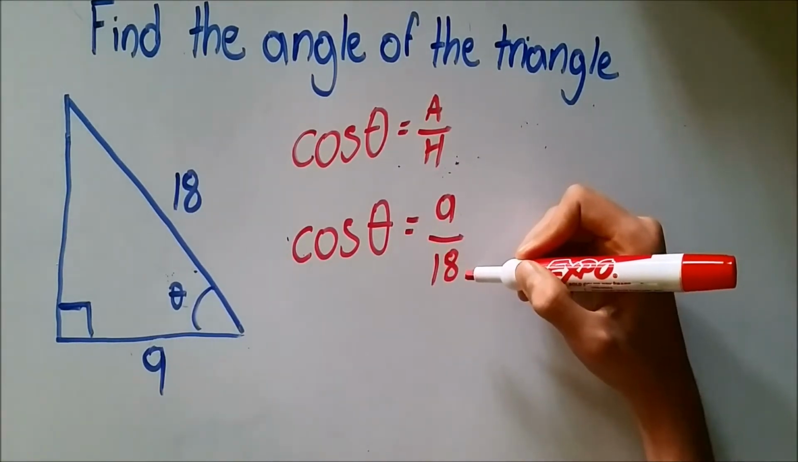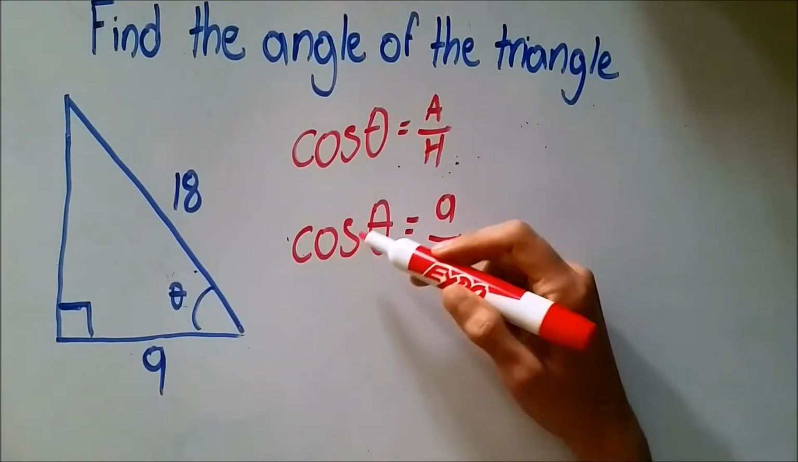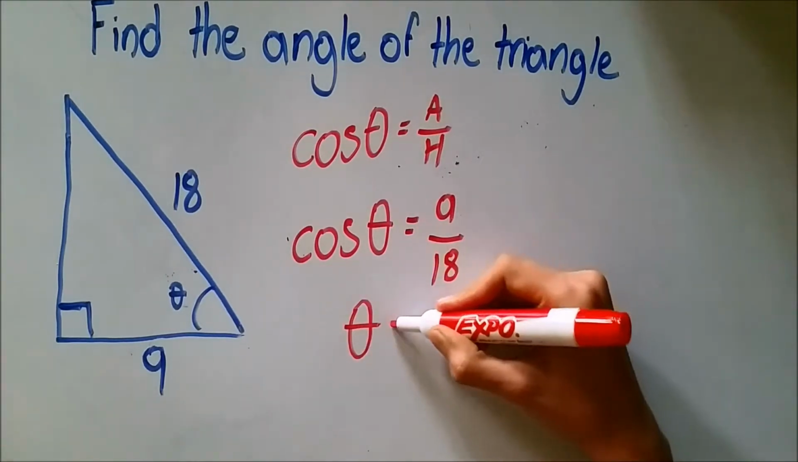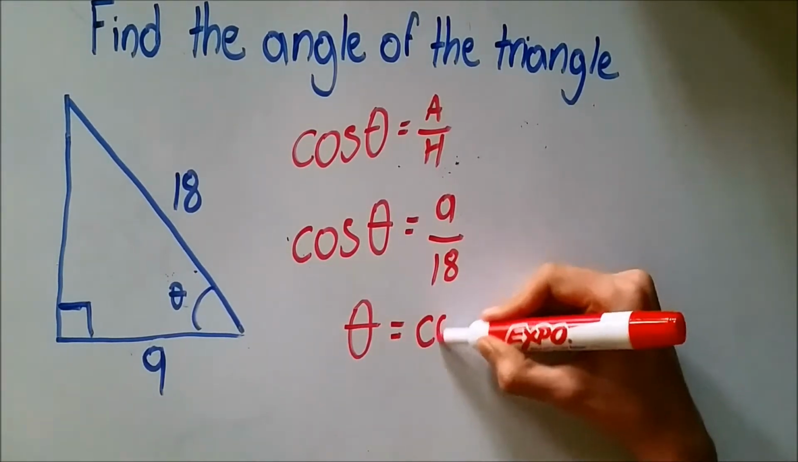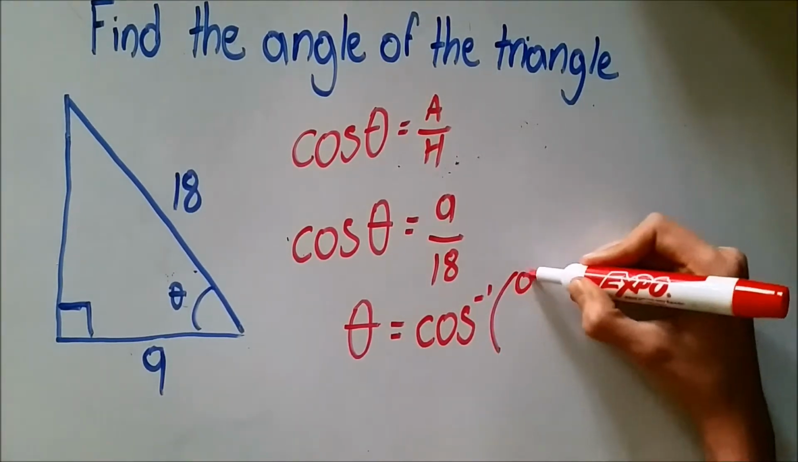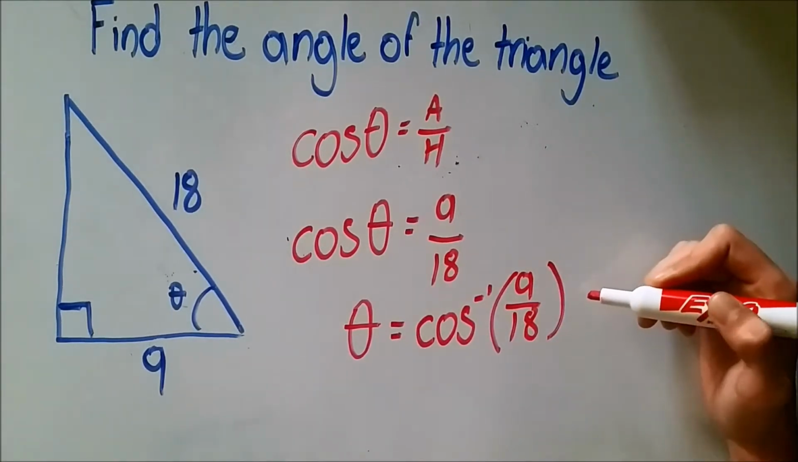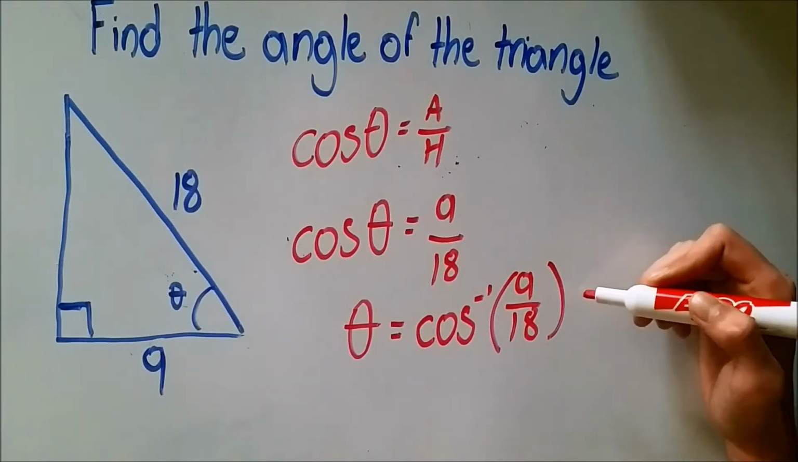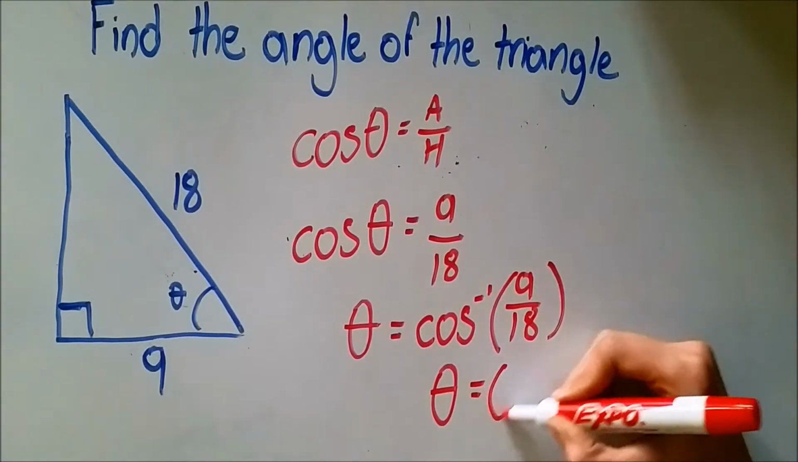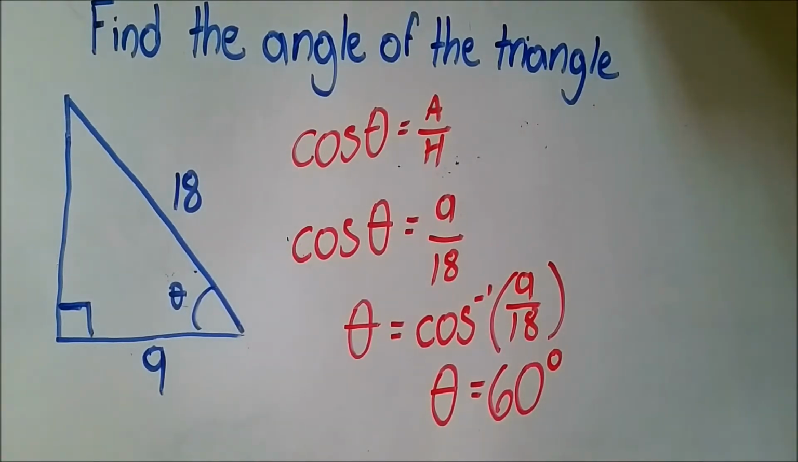To solve this equation, we are going to use the inverse of cosine to be able to cancel out cosine on this side of the equation. So we will be left with theta equals the inverse cosine of 9 over 18. Once you plug this into your calculator, you will find that theta is equal to 60. Therefore, our angle is equal to 60 degrees.